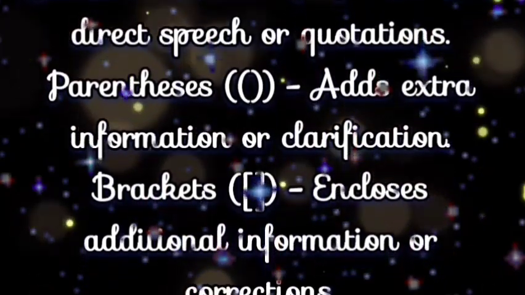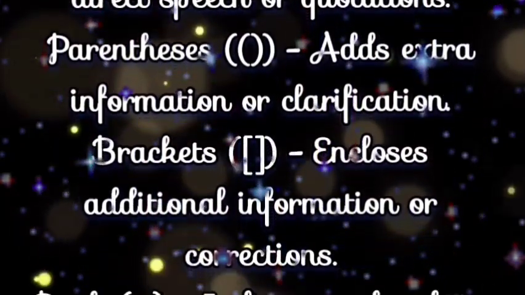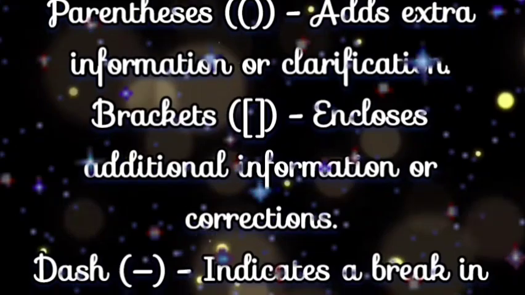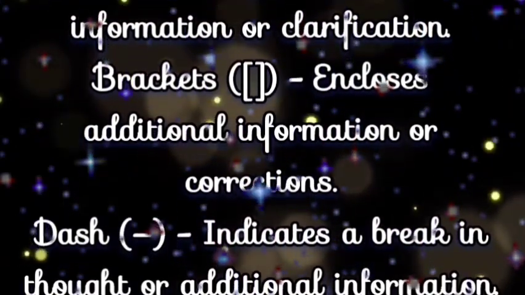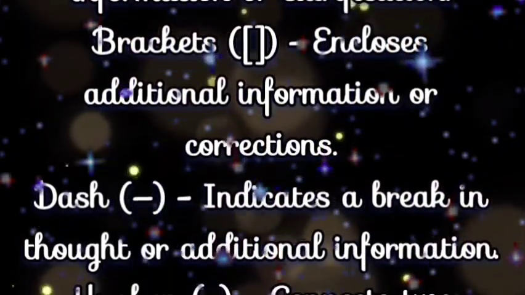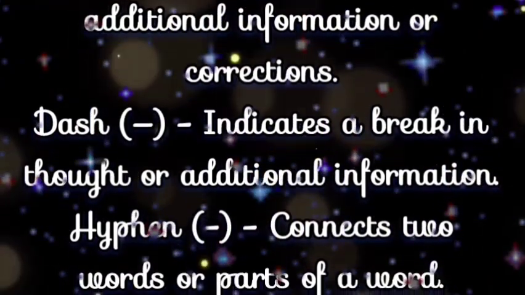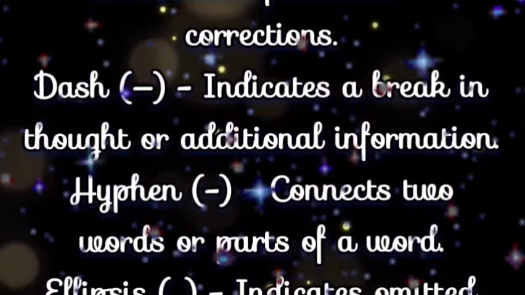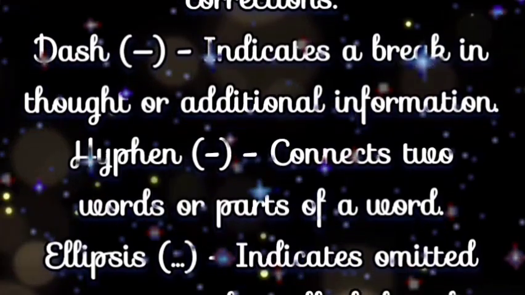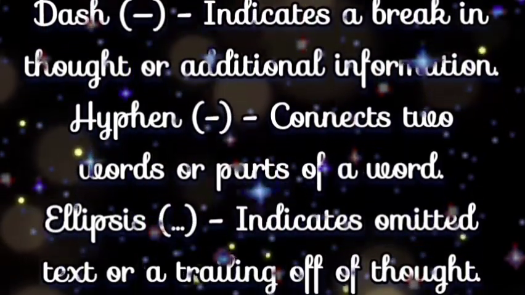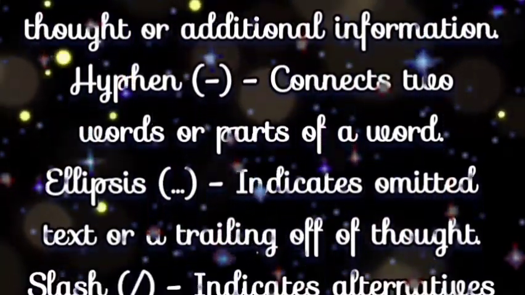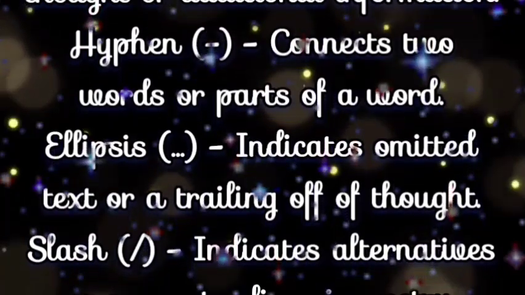Brackets enclose additional information or corrections. Dash indicates a break in thought or additional information. Hyphen connects two words or parts of a word. Ellipsis indicates omitted text or the trailing off of a thought.